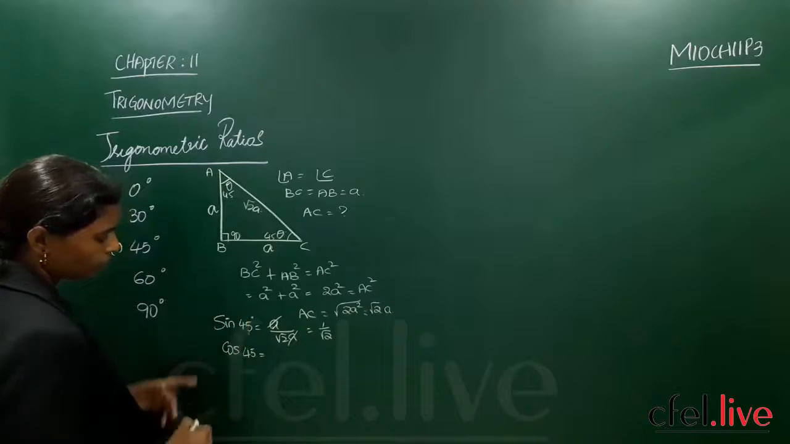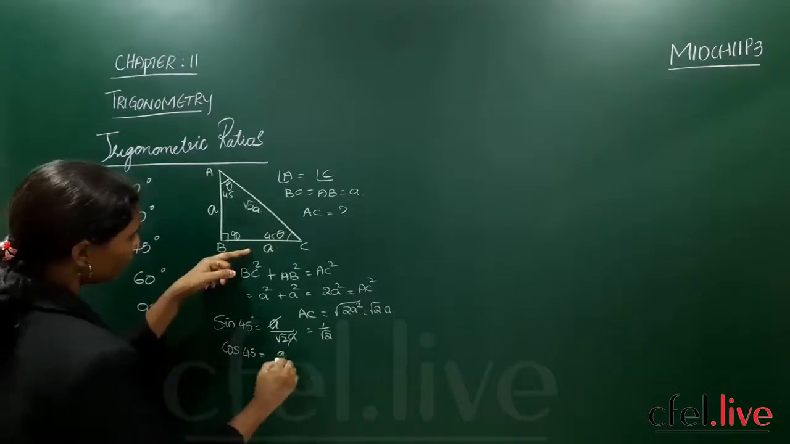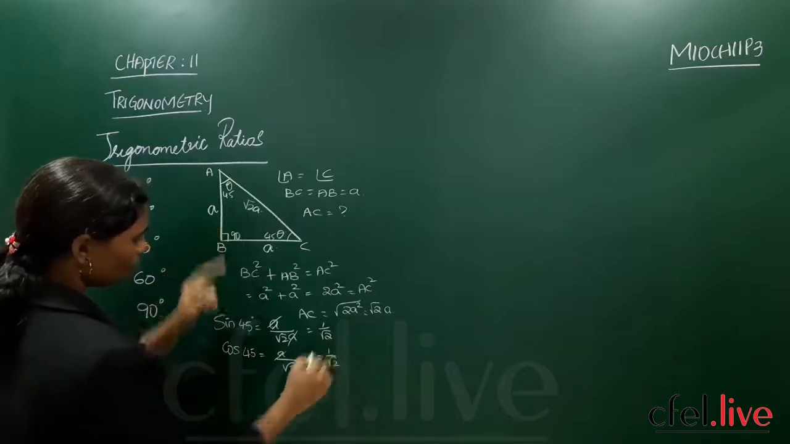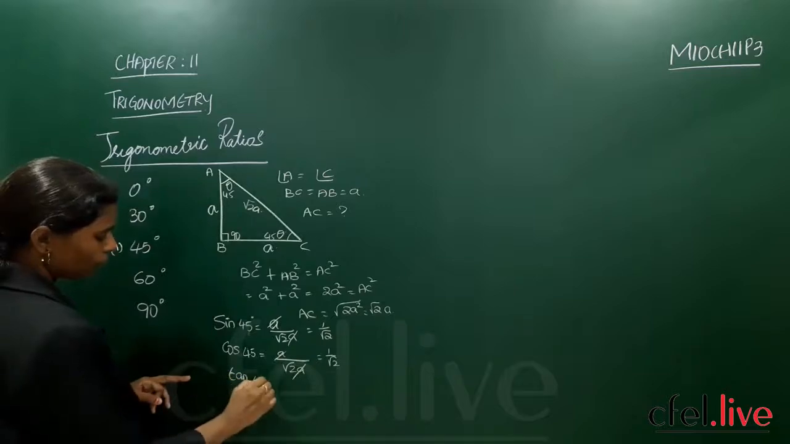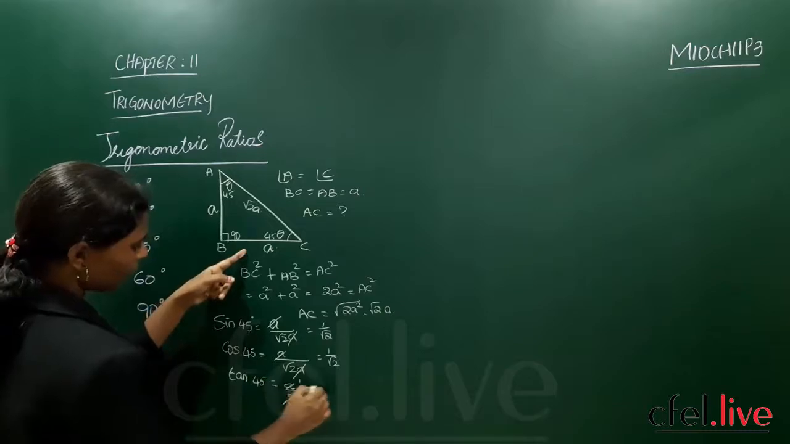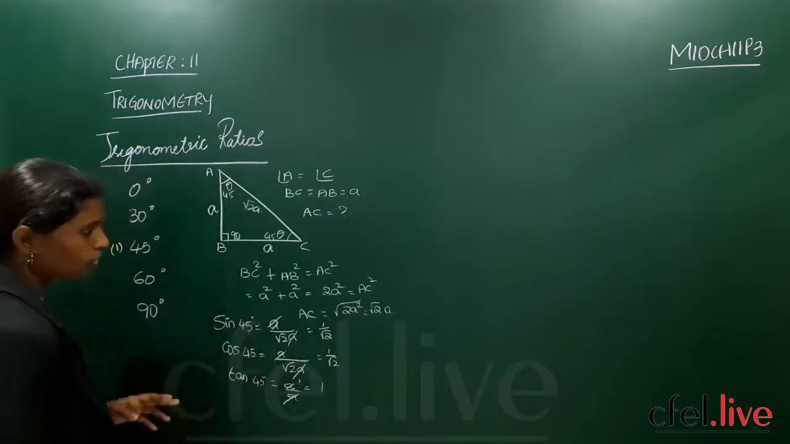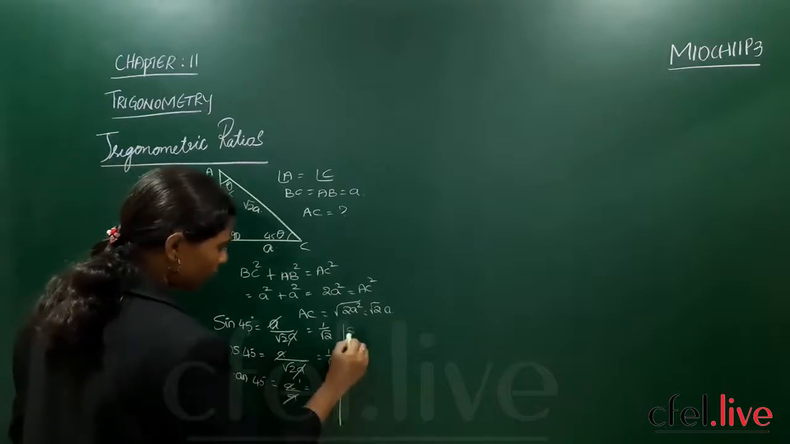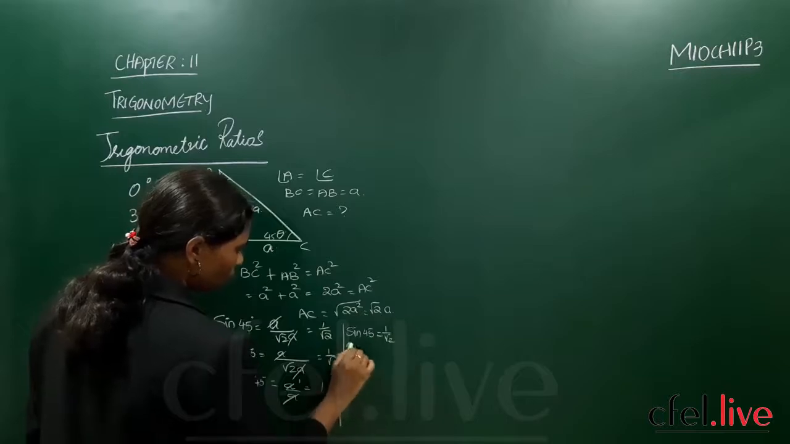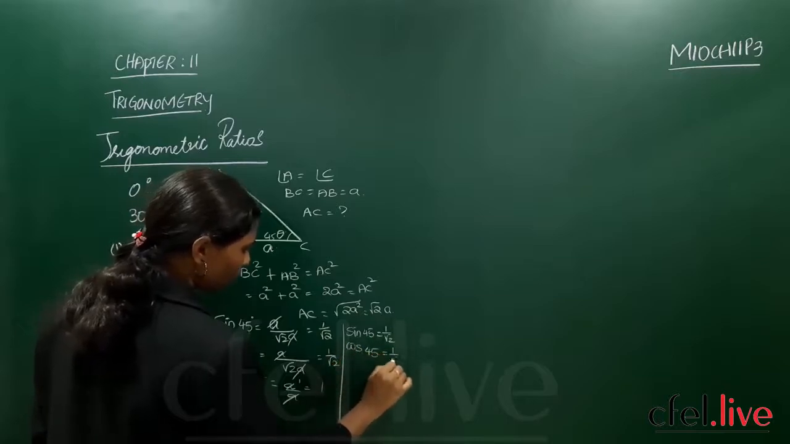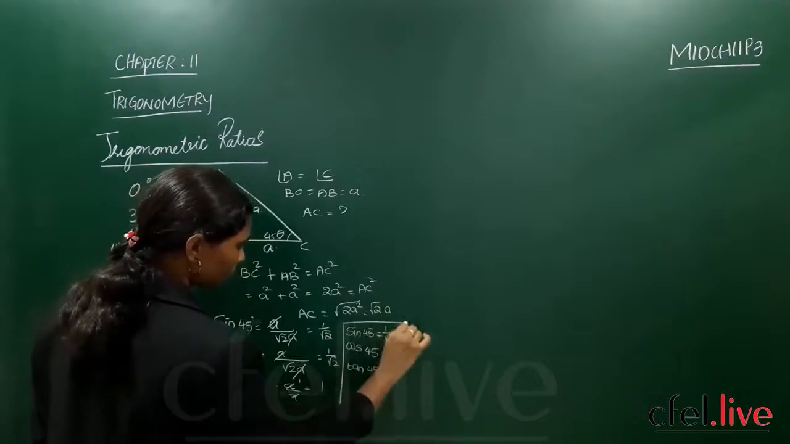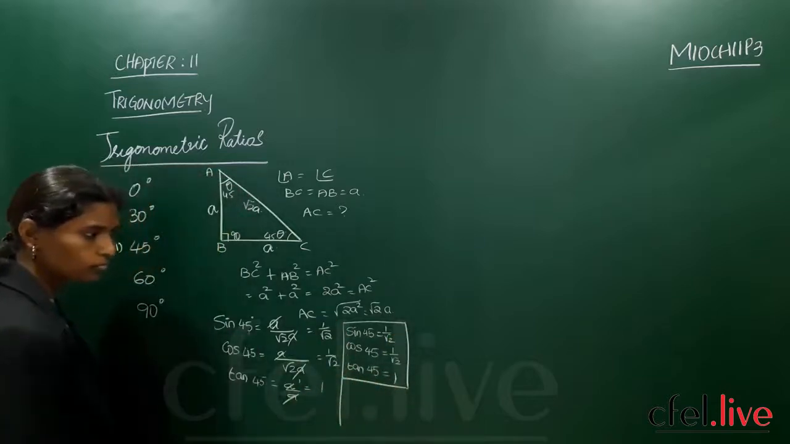Okay, right. Now cos is A by root 2A. So this also got cancelled, you got 1 by root 2. Now tan 45 is equal to opposite by adjacent, that is A by A, that is 1. Got it? So finally what you got, I am writing here: sine 45 is equal to 1 by root 2, cos 45 is equal to 1 by root 2 and tan 45 is equal to 1. Put it in a box.